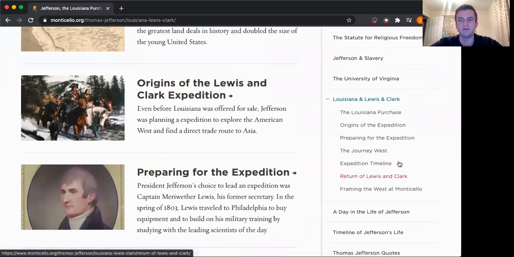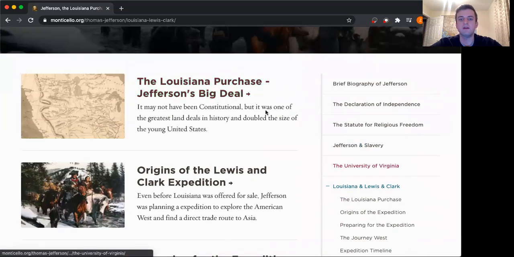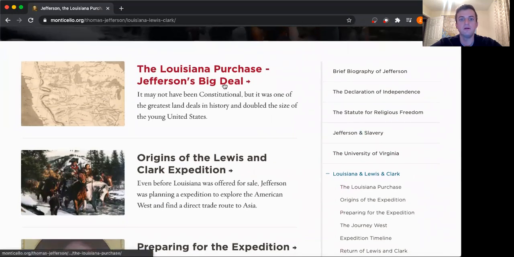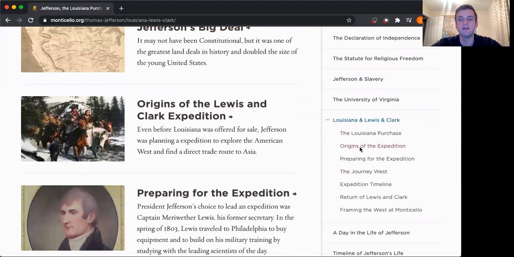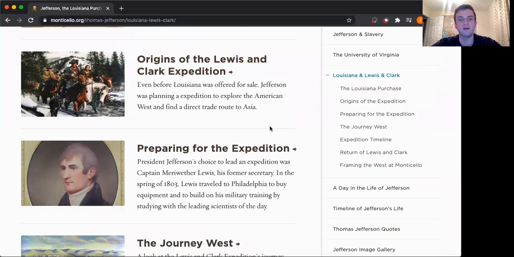But down here, this is what we're going to do for a few days. We're going to hang out right in here, the Louisiana and Lewis and Clark. Friday's assignment is going to ask you questions from the Louisiana Purchase, just to again make sure that you understand the impact of that, the origins of the Lewis and Clark expedition, and preparing for the expedition. There's going to be stuff from in there.